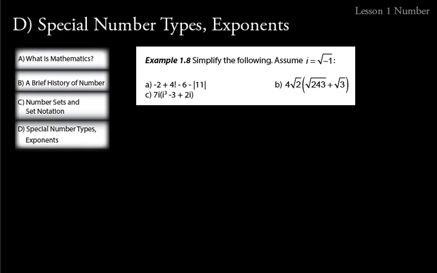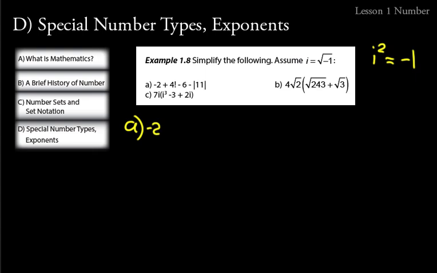Simplify the following and assume i equals the square root of -1. So we're looking at complex numbers here, where i, that symbol, means the square root of -1. So that also means that i squared equals -1. And so we simplify by breaking things into groups of i squared, because that equals -1. That's one way we simplify these. So in A, let's do that one first.